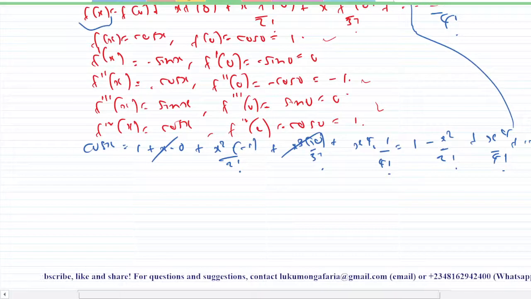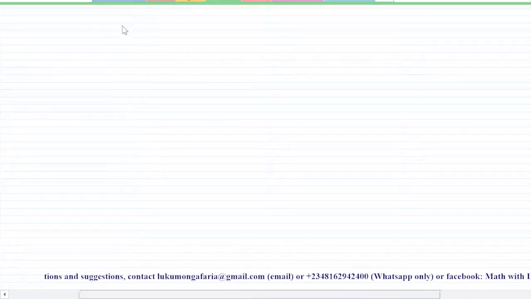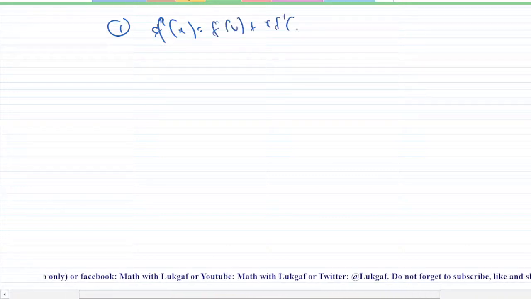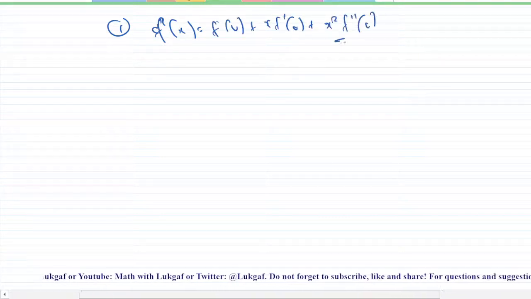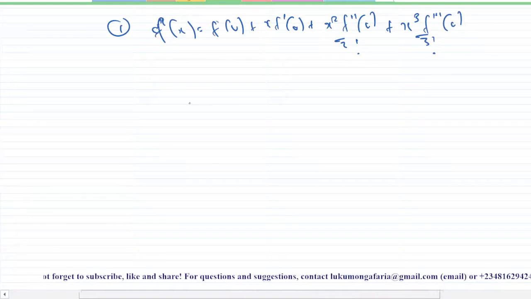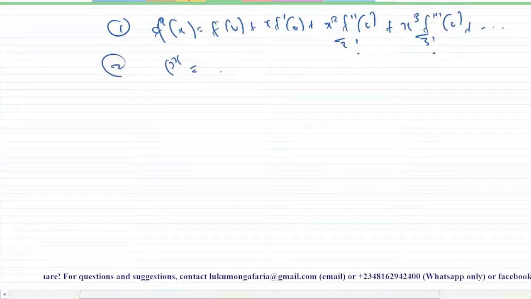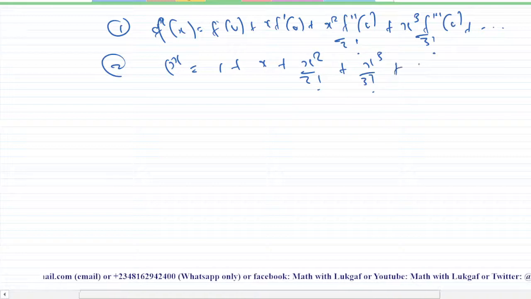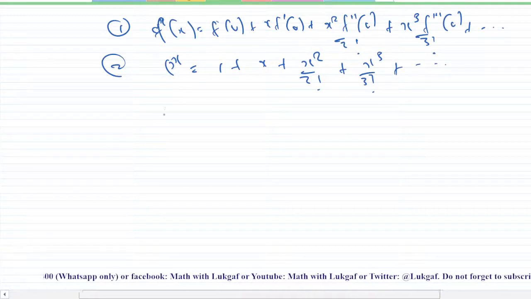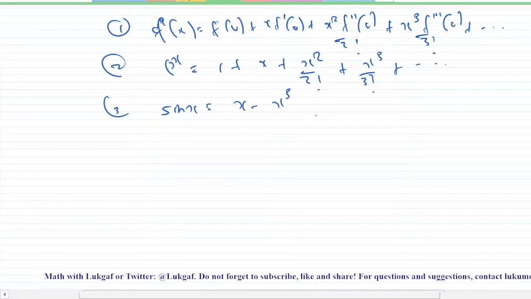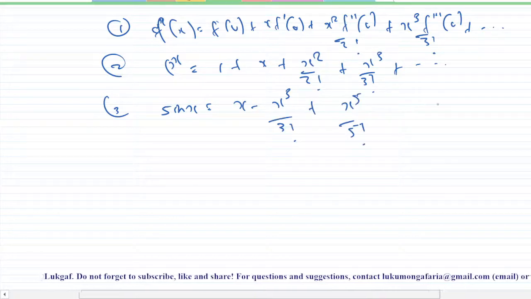So far we've generated 3 of them. You understand now? The first one is f(x) in Maclaurin series: f(0) plus x f'(0) plus x squared f''(0) divided by 2 factorial plus x cubed f'''(0) divided by 3 factorial plus dot dot dot. Likewise, I derived e raised to x for you, that's 1 plus x plus x squared over 2 factorial plus x raised to 3 divided by 3 factorial plus dot dot dot. Likewise, for your sin x, I also derived it, the same thing: x minus x raised to 3 divided by 3 factorial plus x raised to 5 divided by 5 factorial plus dot dot dot.